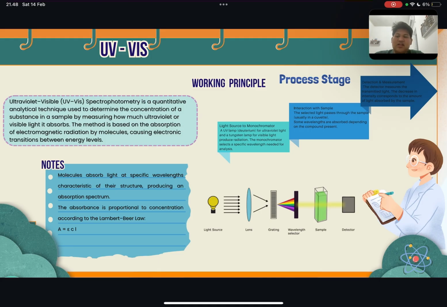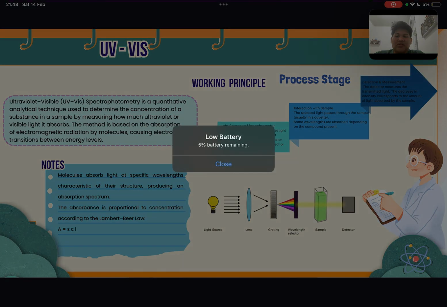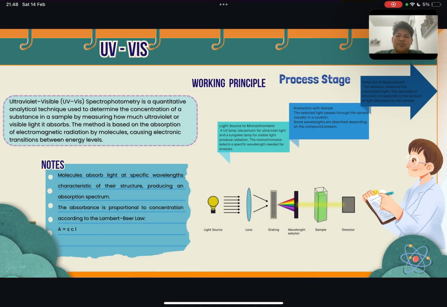Notes: molecules absorb light at specific wavelengths, characteristic of their structure, producing an absorption spectrum. The absorbance is proportional to concentration according to Lambert's law. Okay, we have light sources, lens, and grating wavelength selector, and then the light goes through the sample, and there's a detector. Okay, next.